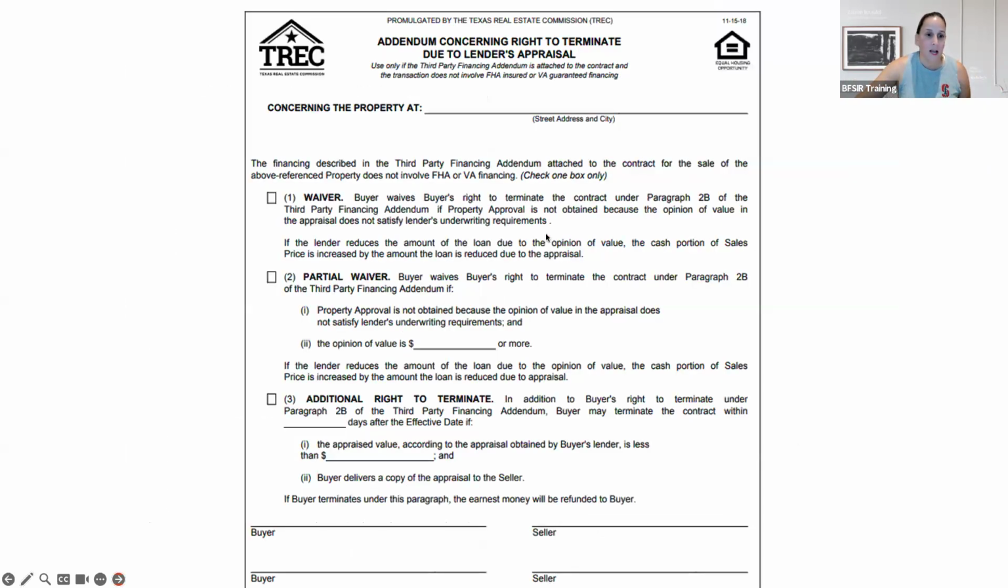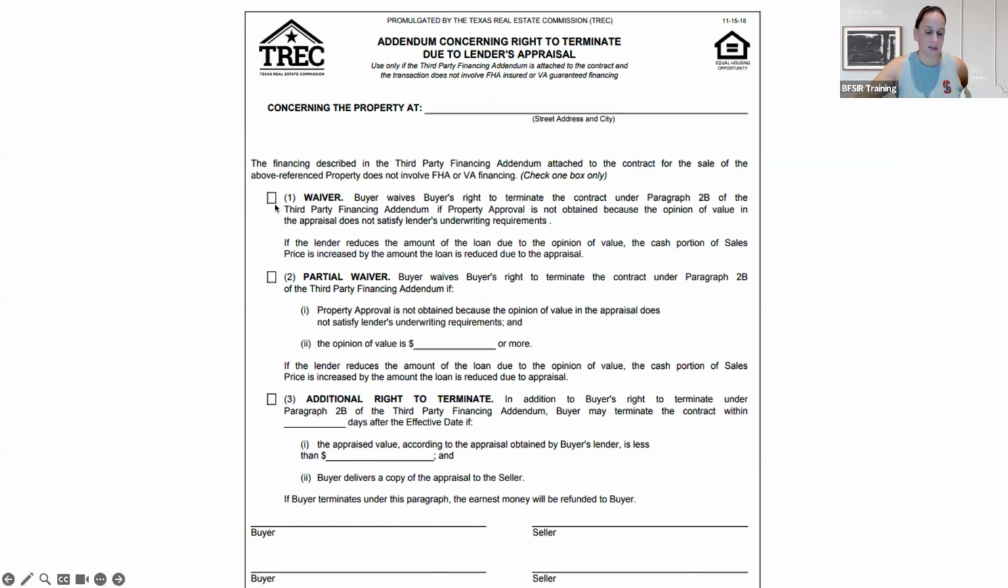We'll keep going. Okay. So this is the right to terminate due to lender's appraisal. This is if you have financing, and in 2B of the financing addendum, you have the right to terminate because it doesn't appraise. And so agents were writing in things like property must appraise for blank, which is not good legal language. And obviously we need this whole huge document to accomplish that.